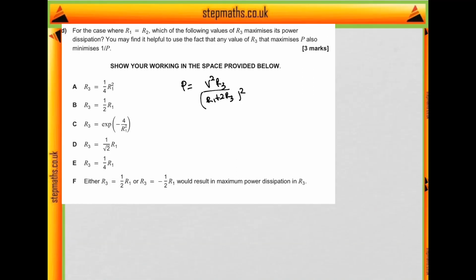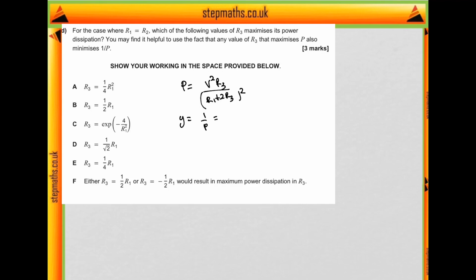Okay, so in the last part, we need to find, for the case R1 equals R2, which of the following values of R3 maximizes the power dissipated. So from our previous part, we had this as our power dissipated. Now what we want to do is maximize this. So we're now going to use the hint they give us there. They tell us to minimize 1 over P because that will maximize the value of P. This makes sense. Let's call Y to be 1 over P.